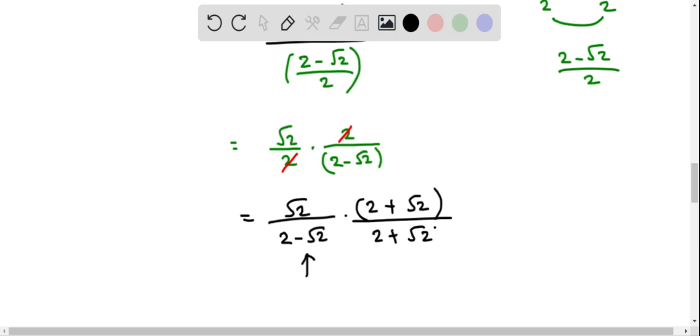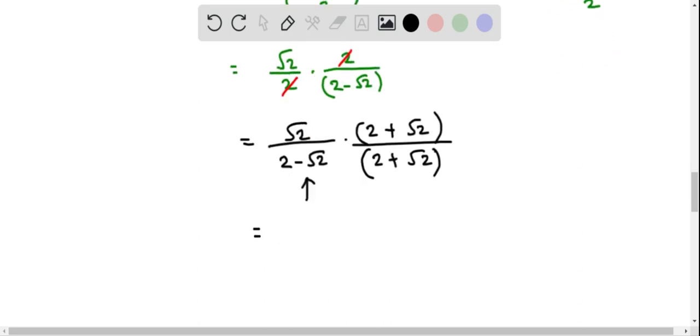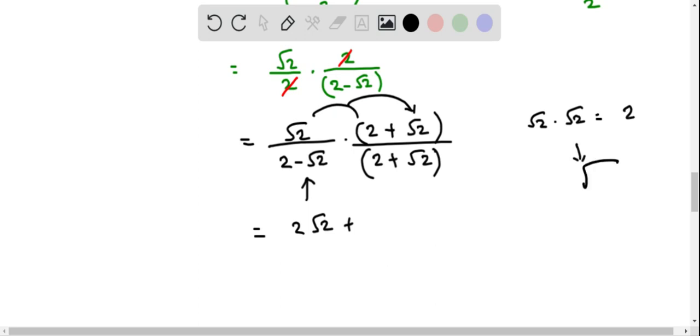So I write 2 plus root 2 in the denominator as well. And so this equals, let's distribute this root 2. So this will become 2 times root 2 plus root 2 times root 2. This equals 2. Or otherwise, we can write this as square root of 2 times 2, which is 4. Square root of 4 equals 2. So this will be 2, and this divided by.